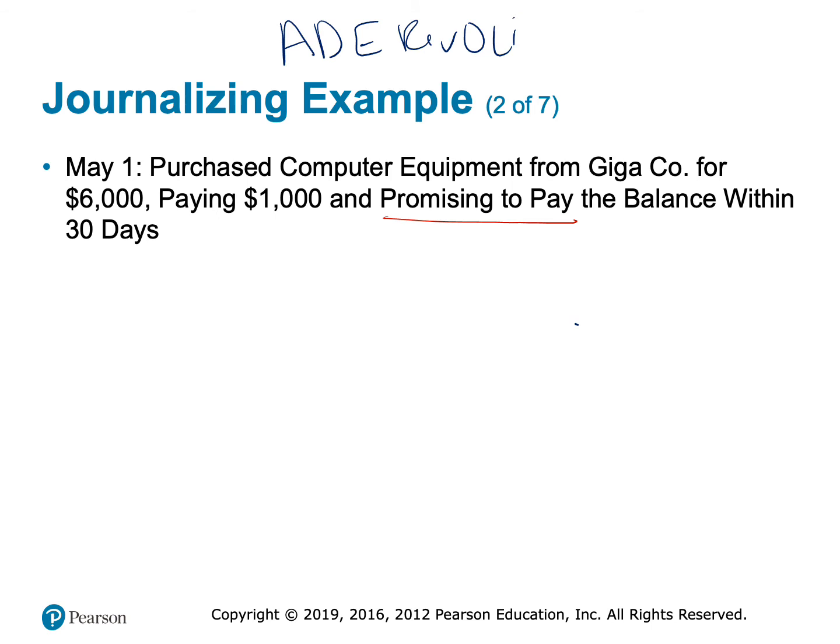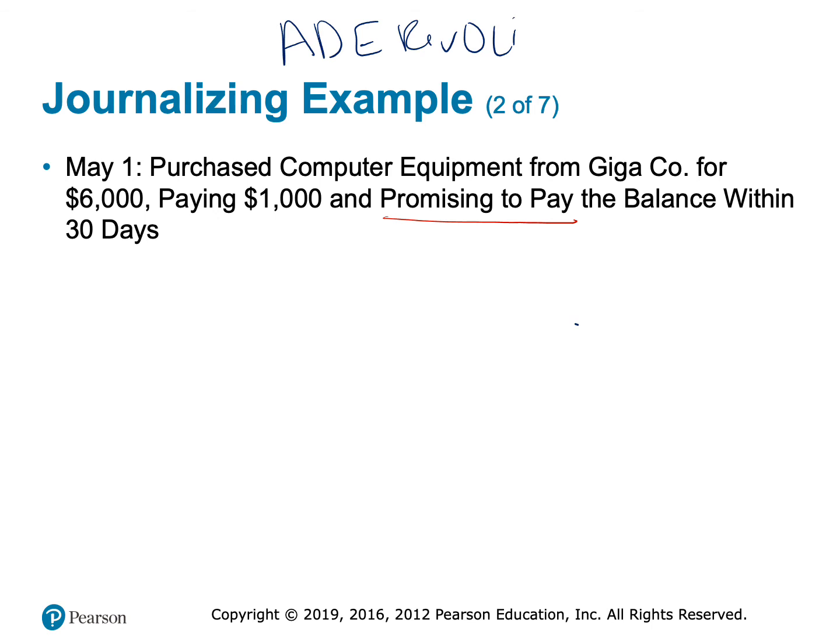So computer equipment is an asset. I have more computer equipment now than I did before, so I need to increase the asset computer equipment. Assets have a normal debit balance, so I want to debit computer equipment. Cash is also an asset. In this example, cash went down because I paid $1,000. So that means I want to do the opposite of the normal balance, or I want to credit cash.